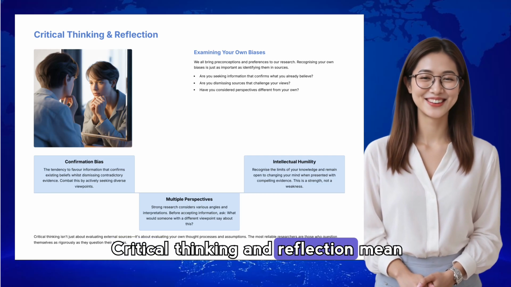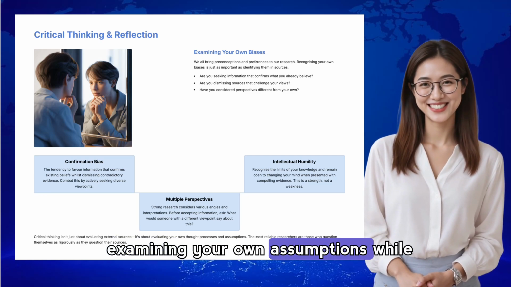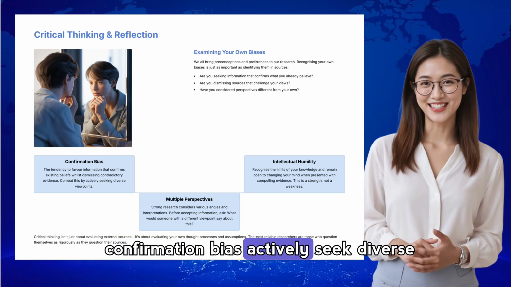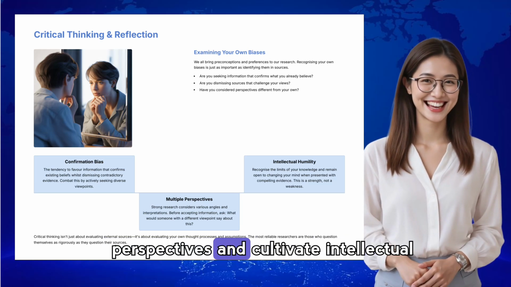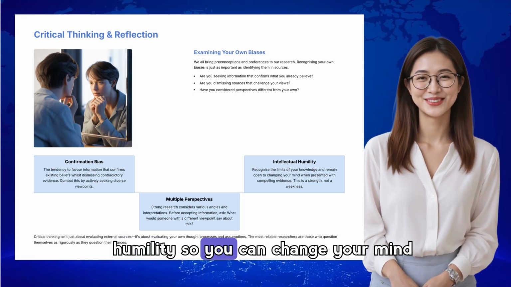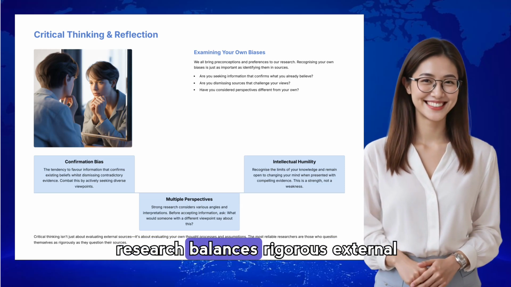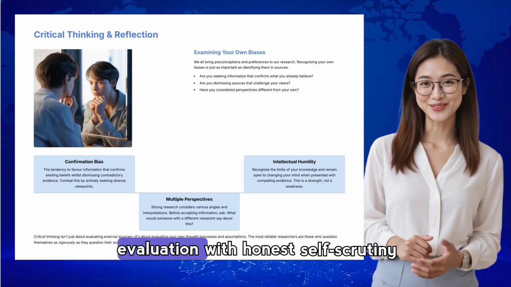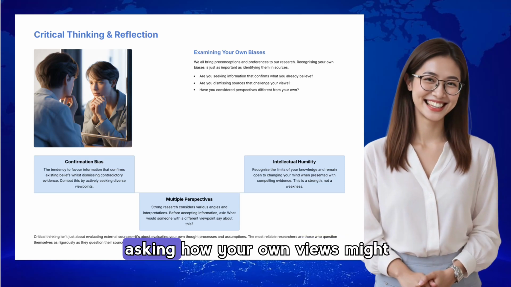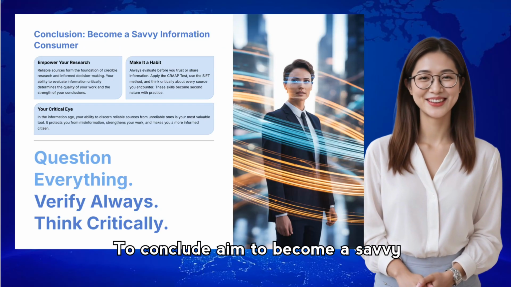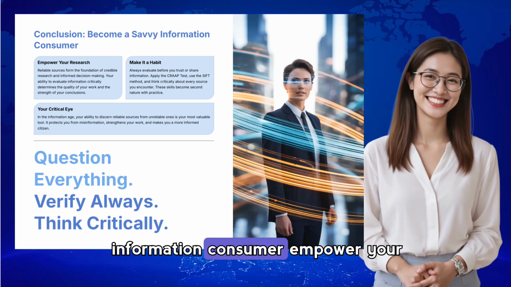Critical thinking and reflection mean examining your own assumptions while evaluating sources. Watch for confirmation bias, actively seek diverse perspectives, and cultivate intellectual humility so you can change your mind when evidence demands it. Strong research balances rigorous external evaluation with honest self-scrutiny, asking how your own views might shape what you accept as valid.